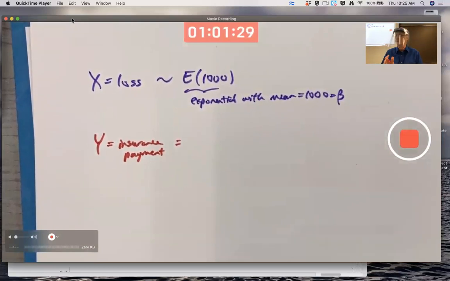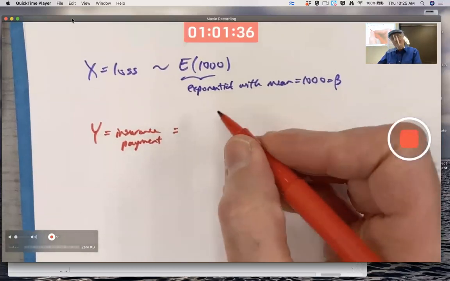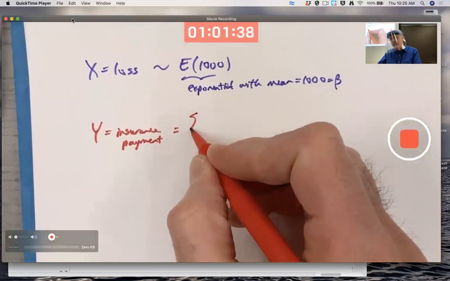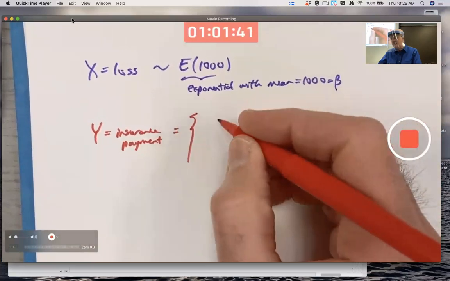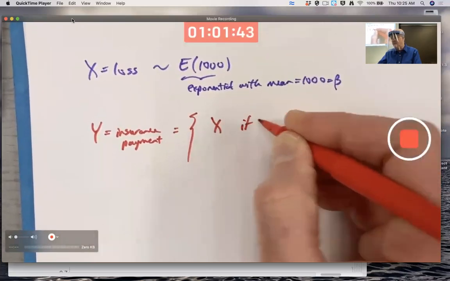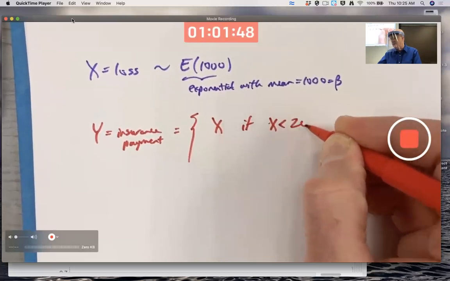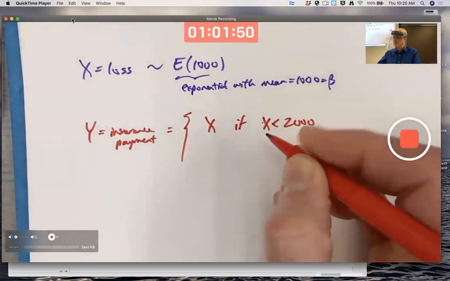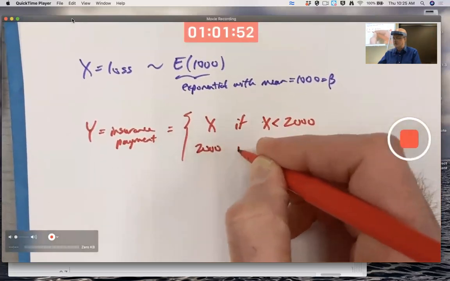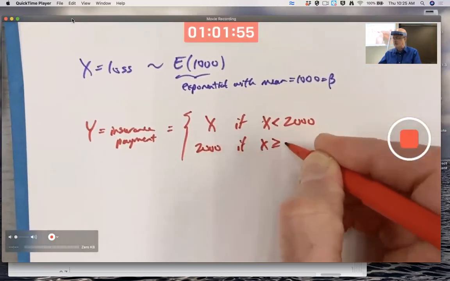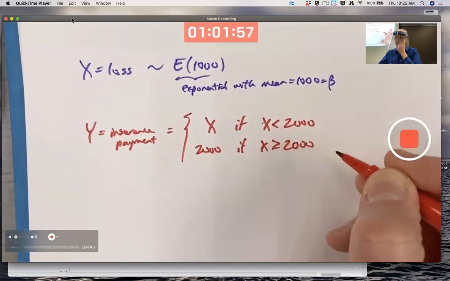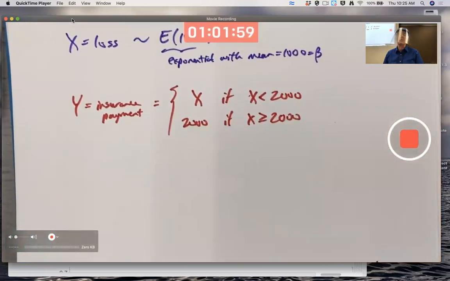Now, of course, a car is not going to be worth $1 million unless it's some crazy collectible. But there's no deductible. Let's say they pay X if, for example, X is less than 2,000. But they never pay more than 2,000. So once again, Y is a piecewise function of X.